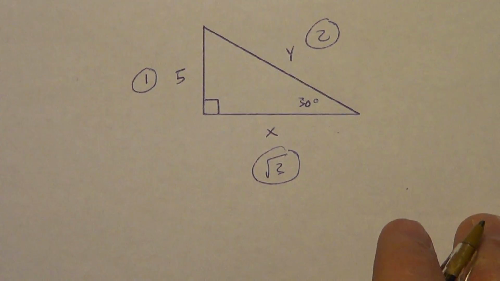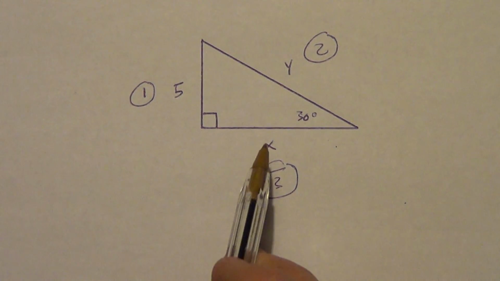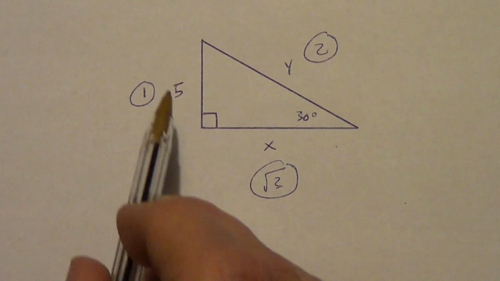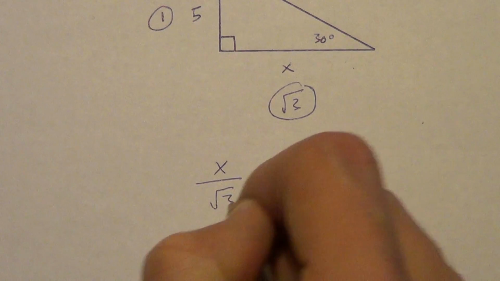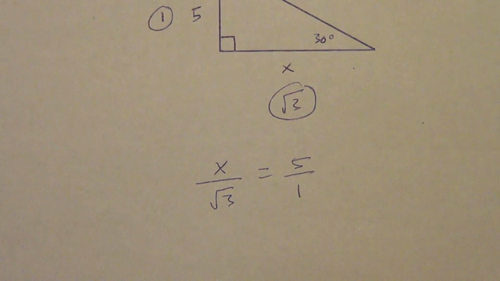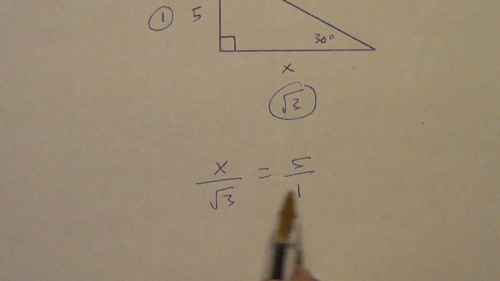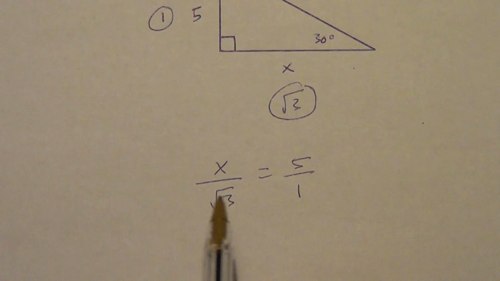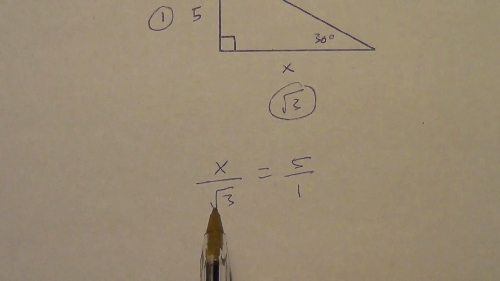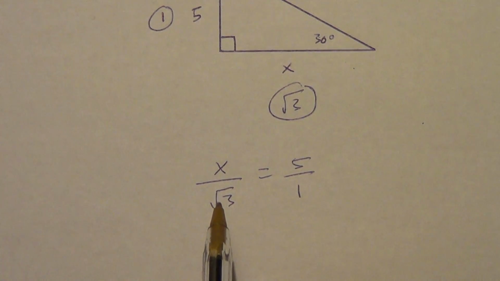All right, so we're going to set this up. Let's go ahead and do x. X over root 3 equals 5 over 1. Now, can you just scribble this one out? I guess you could, but we usually only do that when it's under the variable, the x or the y or the z or whatever letter we're looking for. So we're just going to cross multiply here.